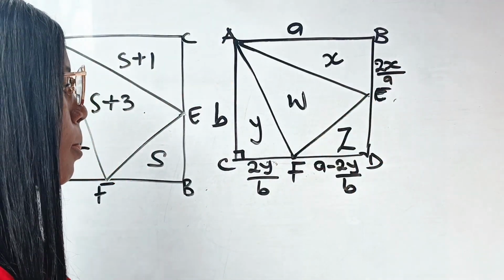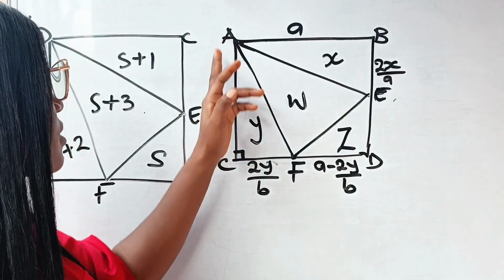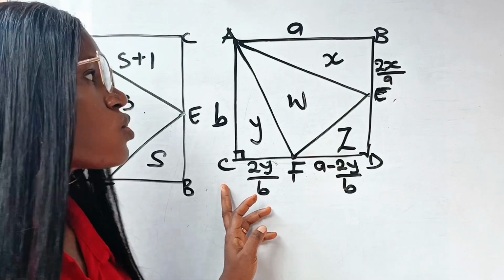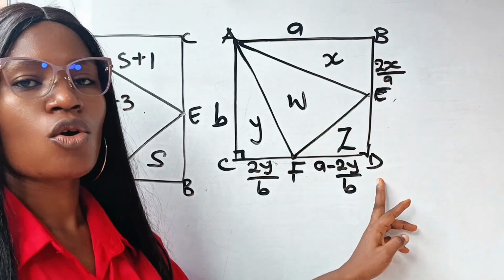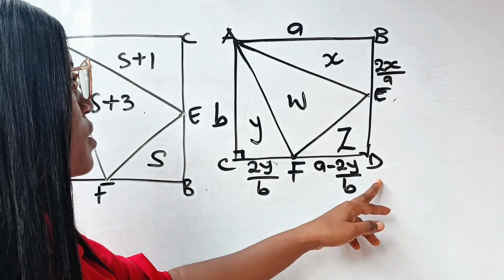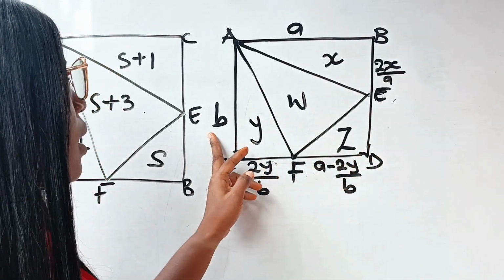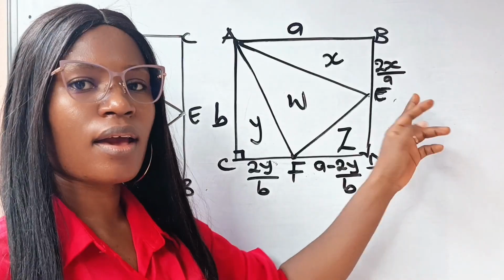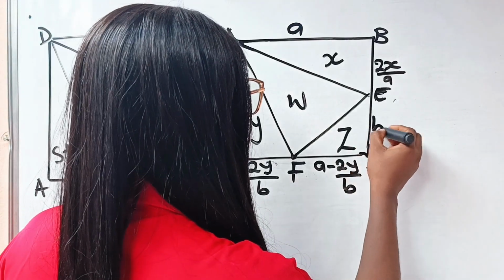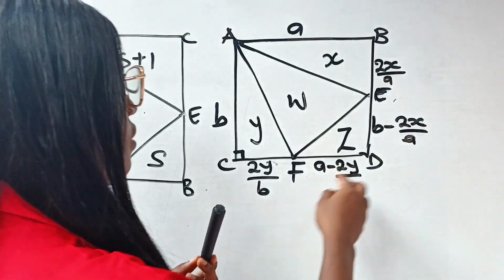Now remember that AC is equal to BD, opposite sides of a rectangle. If that is the case, it means that the remaining portion, which is ED, should be B minus 2x over A. So here is B minus 2x over A. Wonderful.